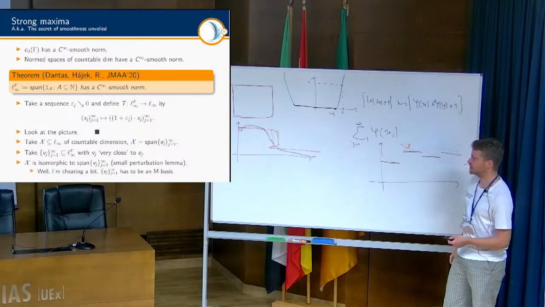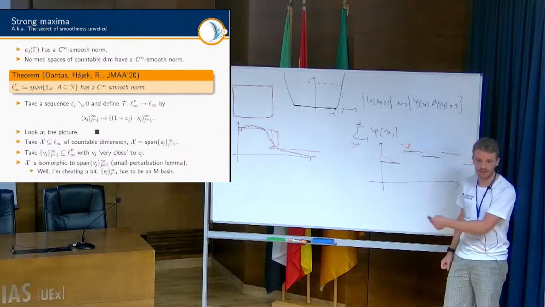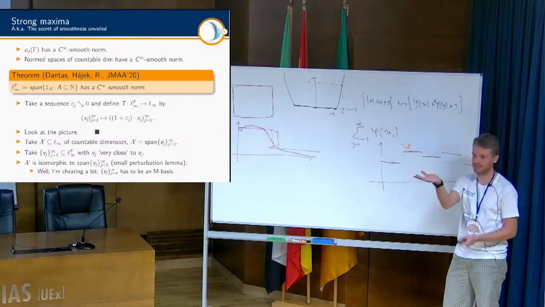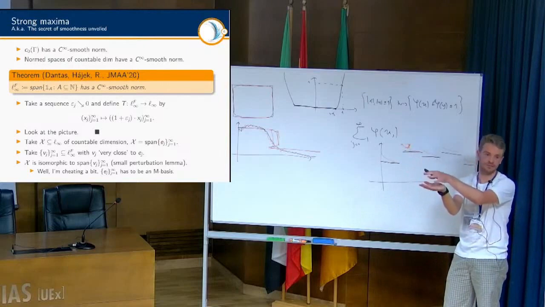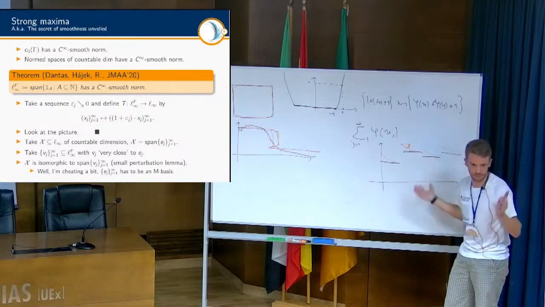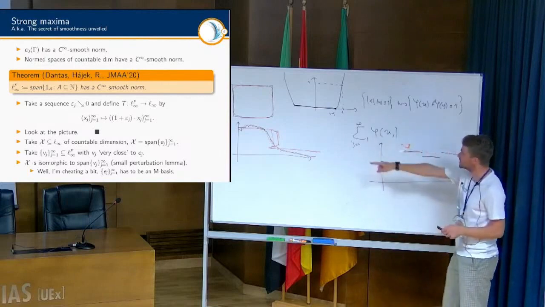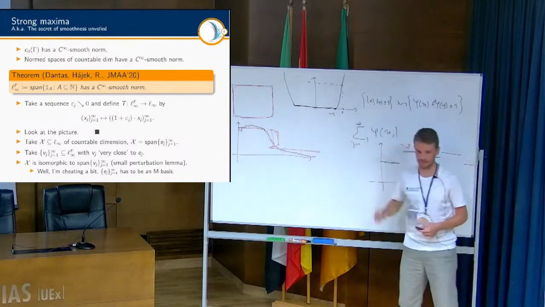Maybe I have to use that the Ej's are chosen to be an M basis, maybe not. If they are an M basis, the calculations are easier. But somehow I'm really saying that if I take one subspace, another one which is very close, they're isomorphic, and everything works. So this is the picture, and this is what we get out of it somehow.